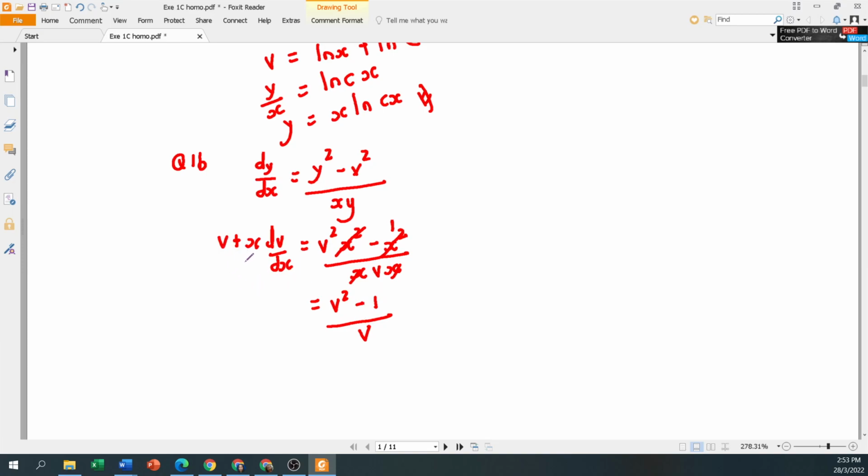This is for v plus x dv/dx. When you bring the v to the right hand side, you have v squared minus 1 over v, so minus v. To combine these two terms, you have to divide by v. So if you divide by v, then you have to multiply by v.